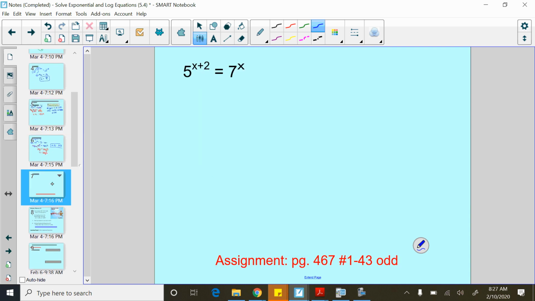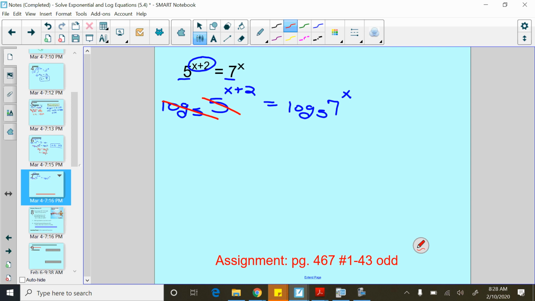In terms of logs, a base of 5 and a base of 7 really aren't any more complicated than one another. So we look at the exponents, and this x plus 2 is a little bit more complex than the x. So what we want to do is take log base 5 of 5 raised to the x plus 2 equals log base 5 of 7 raised to the x. And now we are able to get rid of the more complicated part so that all we're left with is that x plus 2, the part that was in the exponent.